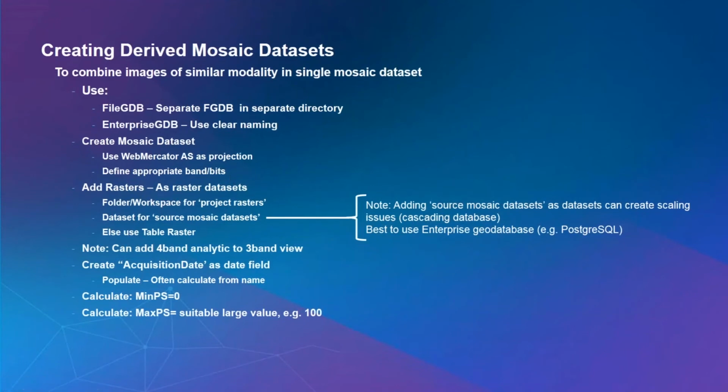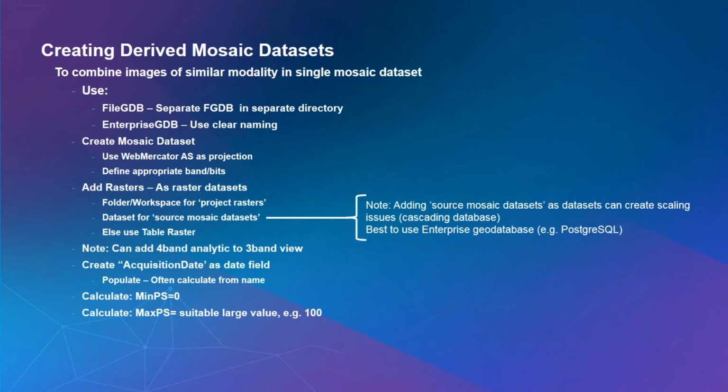Once you've created your source mosaic data sets, what you then want to do is create your derived mosaic data sets. This is a way of combining all the different images into a single mosaic data set. Again, you can use either a file geodatabase or enterprise. You create your mosaic data set, typically in this case using Web Mercator. Although the images are in a lot of different projections, what I recommend in most organizations is to use Web Mercator, unless in your organization you only use one projection for everything, in which case you can use that. The data will not be resampled or anything. It's just for the management of the data.